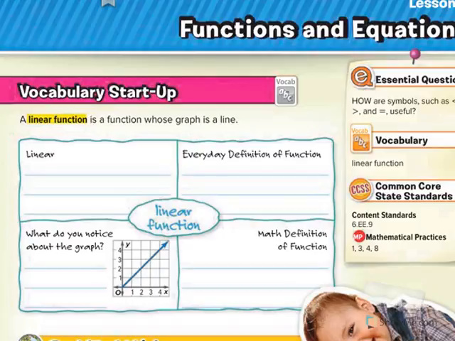Welcome to Chapter 8, Lesson 3, Functions and Equations. Let's take a look at this new vocabulary. A linear function is a function whose graph is a line.